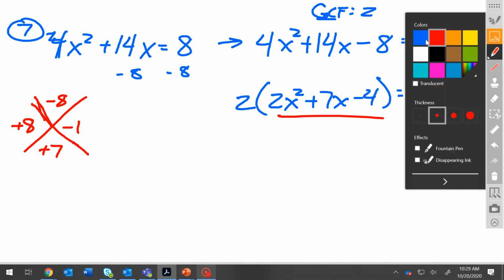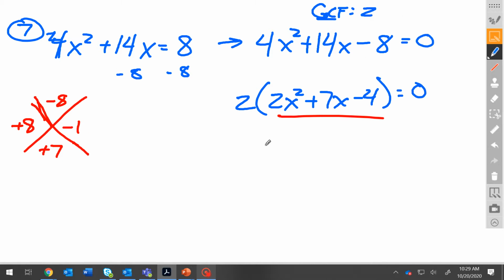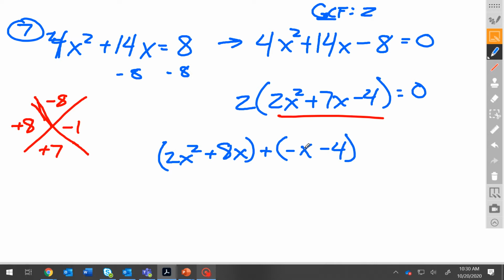So I'm going to use that to split up the 7x. So this becomes now 2x squared plus 8x, and this is my first group, and then the second group is negative x and then minus 4. Alright, I just split up the 8x and the negative 1x from here and then grouped them. I did this all in one step to make this a little bit quicker.